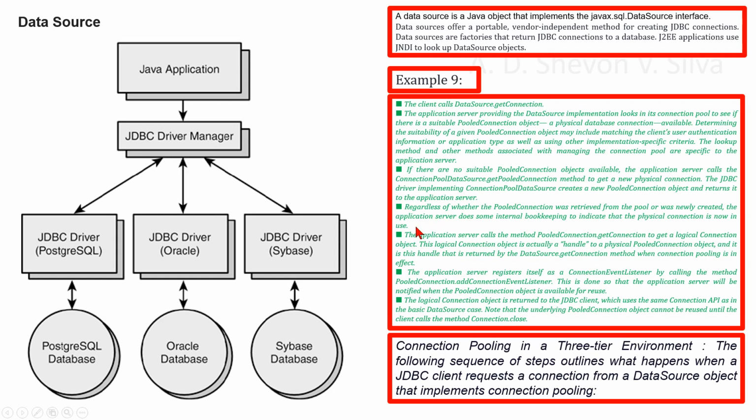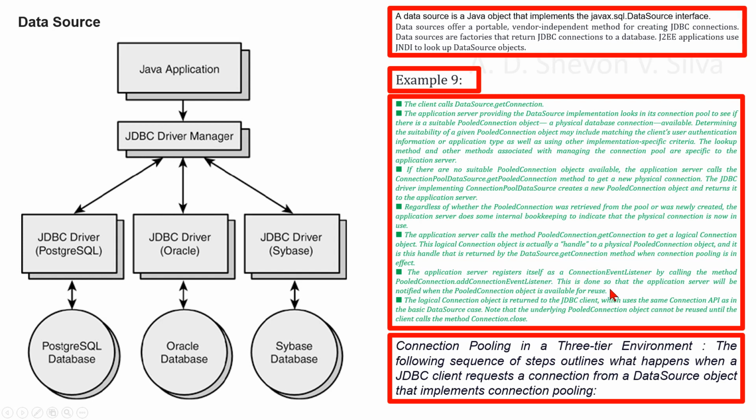Then, regardless of whether the PooledConnection was retrieved from the pool or was newly created, the application server does the same internal bookkeeping to indicate that the physical connection is now in use. Then the application server calls the method PooledConnection.getConnection to get the logical connection object. This logical connection object is actually a handle to the physical connection object, and it is this handle that is returned by the dataSource.getConnection method when connection pooling is in effect.